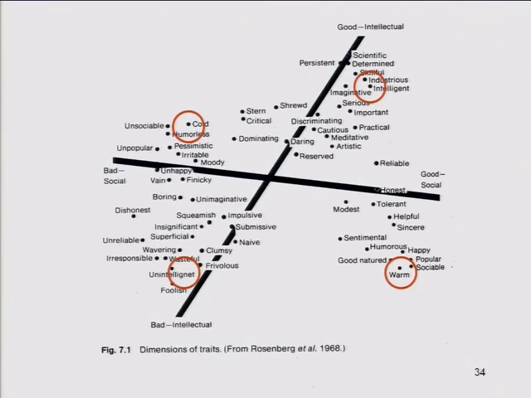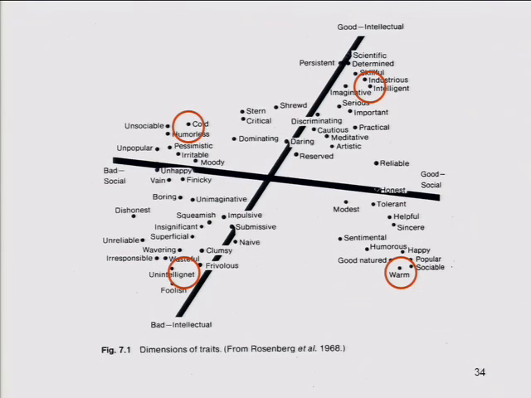This is actually from an earlier study. Here you have a whole bunch of traits, and you've got two major dimensions: good versus bad socially, nice people versus bad people, and good versus bad intellectually, smart people versus stupid people. And the distance between each of these traits and the vector here basically represents the association between the trait and that super factor.